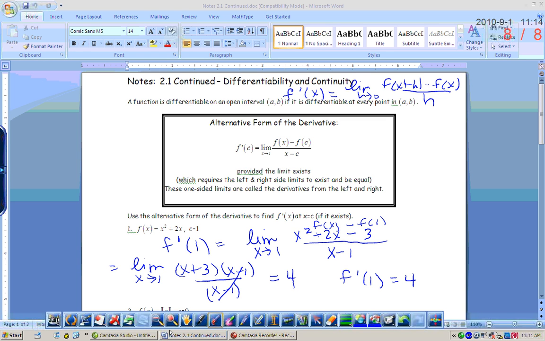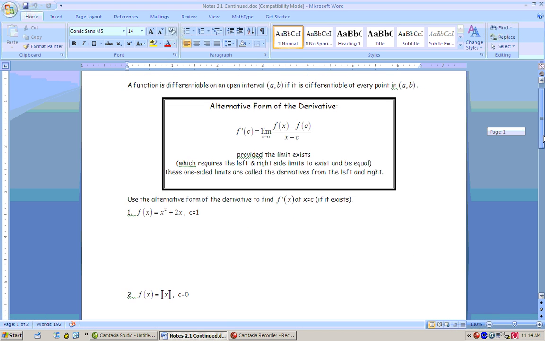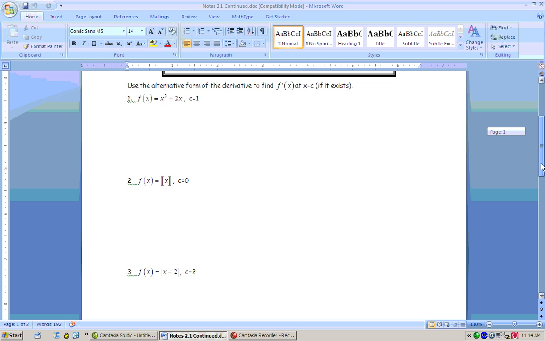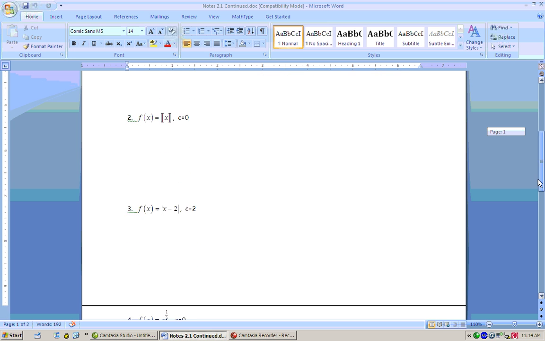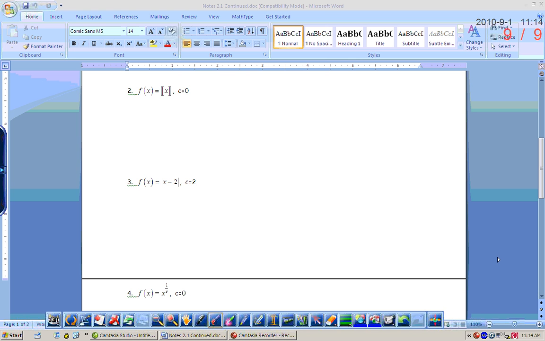Okay. All right. But what I'm mainly going to use the alternate form of the derivative for is to prove why some limits don't exist. So let's start with f of x equals the greatest integer of x. Anybody recognize what that function is? It's the stair-step one. Very good, okay? It's that stair-step function. It's the greatest integer function.